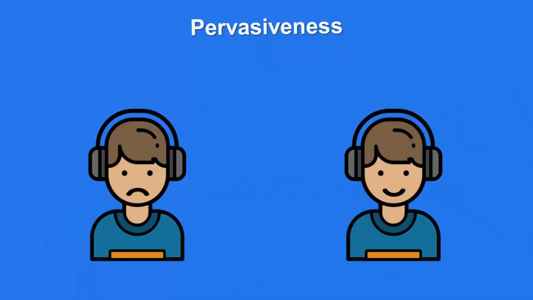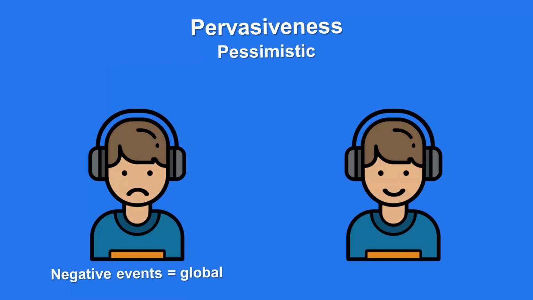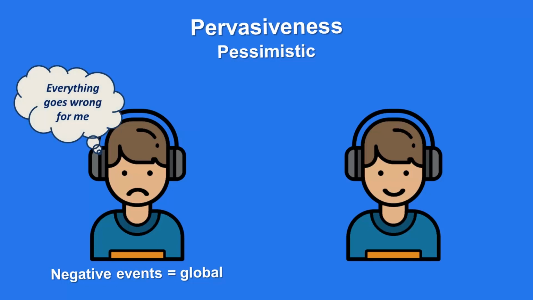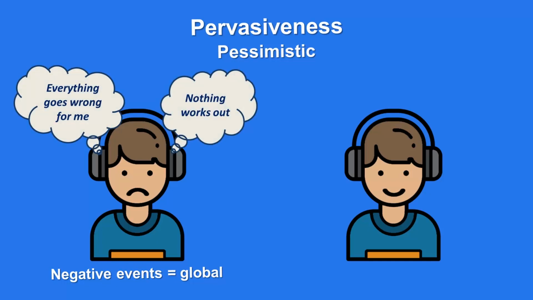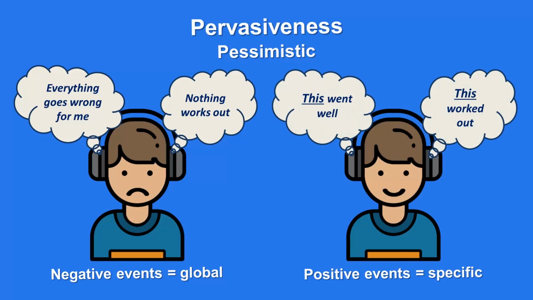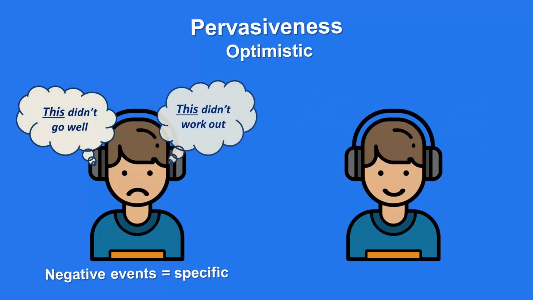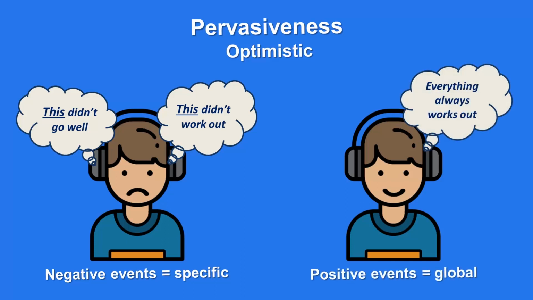Now, pervasiveness has to do with whether we regard the causes of events as global and universal, they apply to everything, or as specific to this one event. A pessimist sees the causes of negative events as global. They apply to everything. And the causes of positive events as specific to that event or to that one area of life. Whereas an optimist sees the causes of negative events as specific to that event, and the causes of positive events as global.